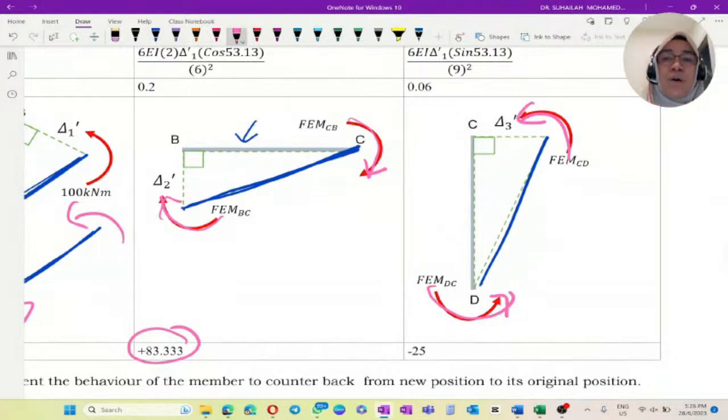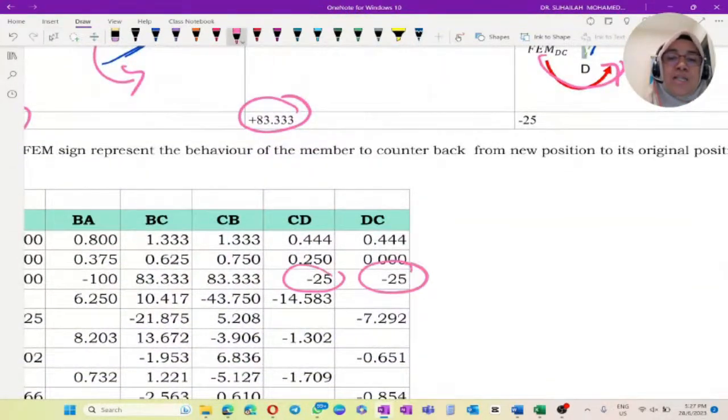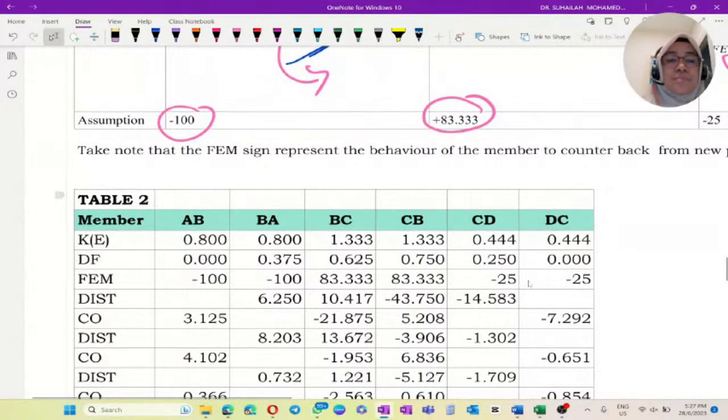So the values for CD and DC are both negative because they have the same sign, and the value is 25. So we put negative 25, negative 25. Please remember, when we analyze FEM due to side sway, or due to delta, we must have the same sign for AB, BA, CB, BC, CD, DC. For FEM due to external loading, we get one negative, one positive because of the behavior as well.